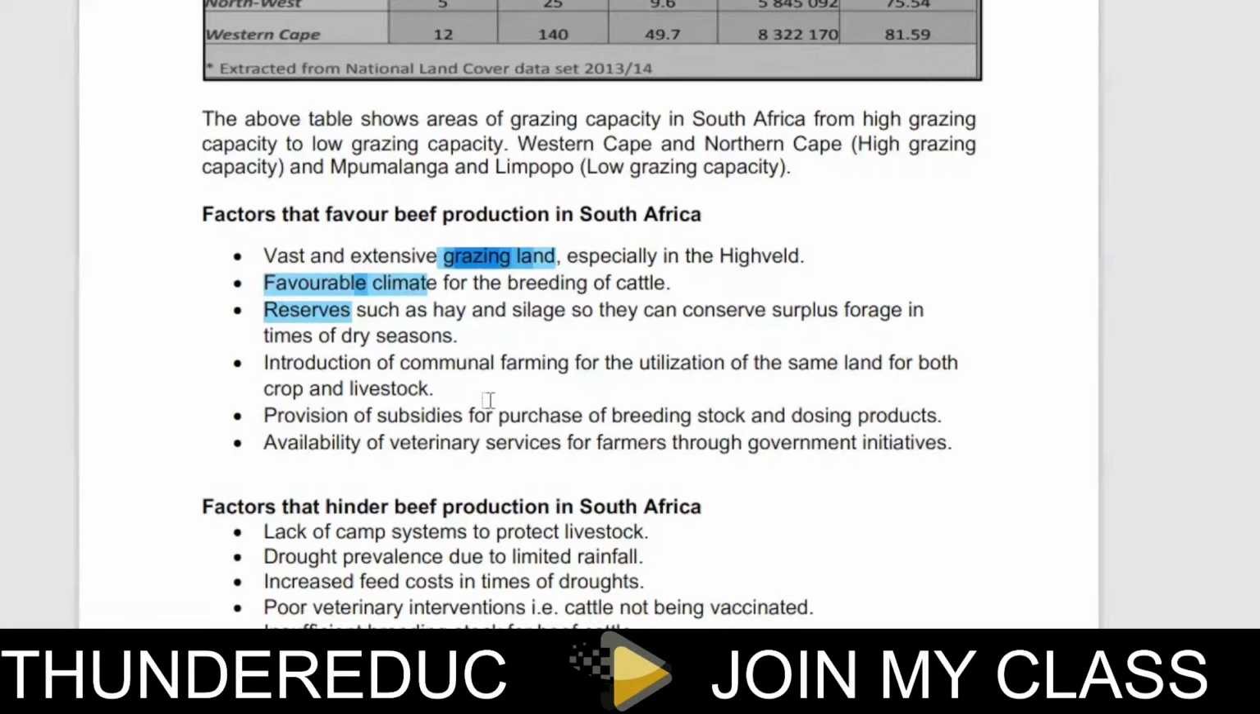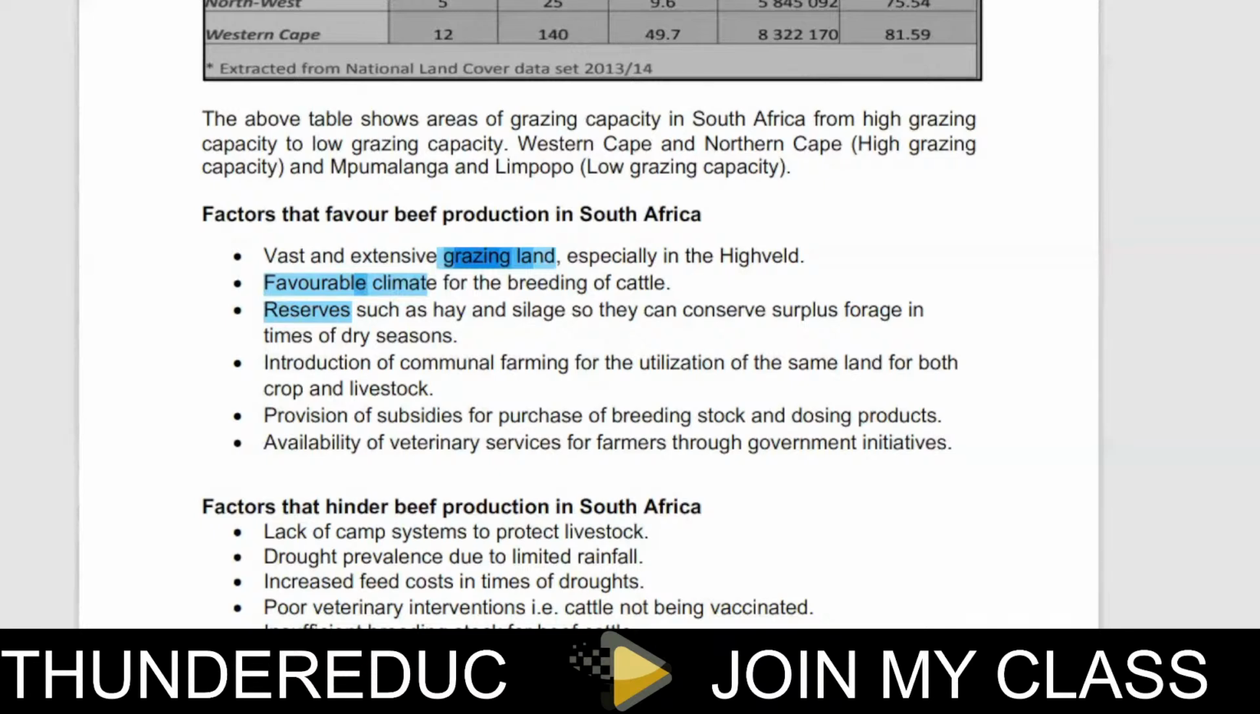Take an example: one person owning around 10 hectares, but the other person does not have any, and maybe that person is willing to keep animals. It becomes a problem, and that basically discourages the keeping of animals. So in this case, with the introduction of communal farming, togetherness, people come together and they keep their animals. This helps them to utilize the same piece of land for both crops and for livestock.